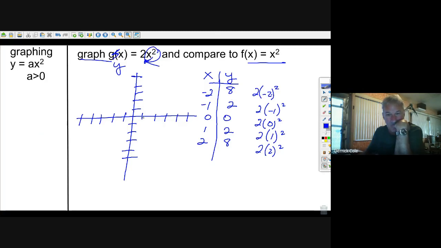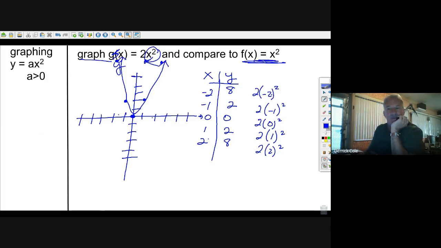So let's just go ahead and graph these. First, I'm going to graph 0, 0. Then I'm going to go to 1, 2, and then 2, 8. Oh, wow. 8's way up here somewhere. What about -1? -1, 2. And -2, 8, way up here, right? So this is going to look like this.